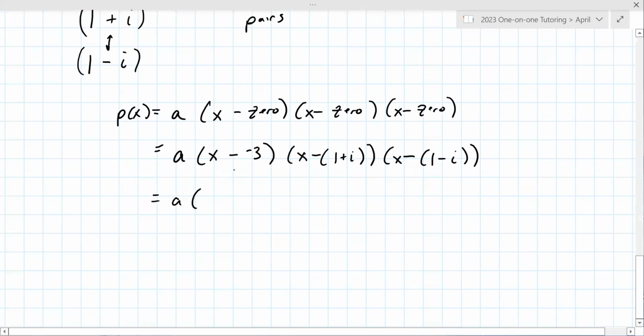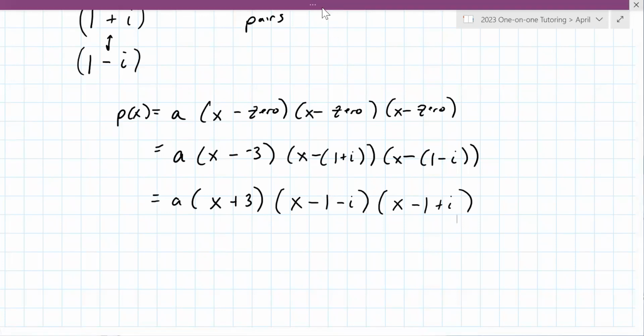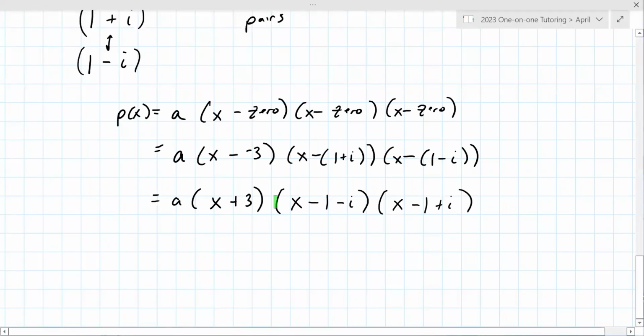On the first factor here, it's going to become x plus 3. The second factor, you distribute that negative to both. So x minus 1 minus i. And then the third one, same thing, x minus 1 plus i, like that. So combining the negatives, distributing the negatives, kind of a rewrite step here. Now your focus should be on this right here moving forward.